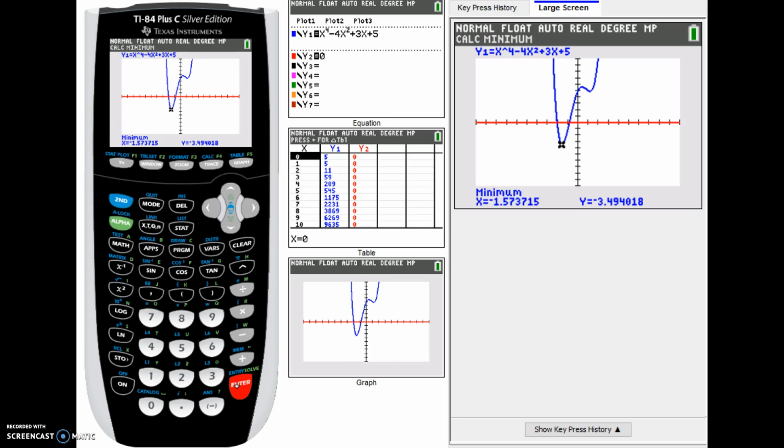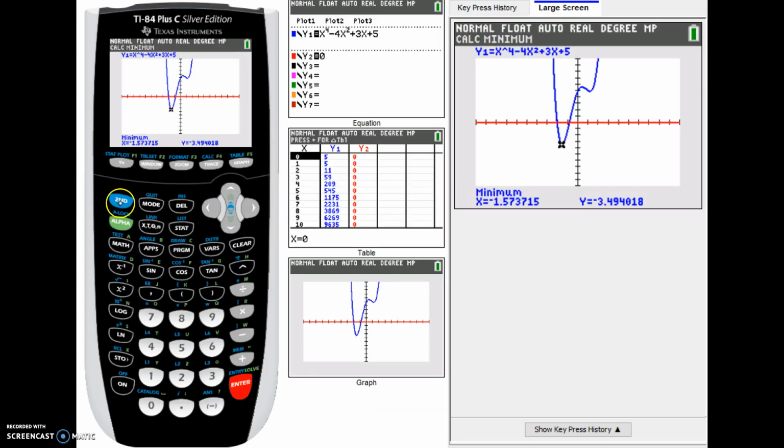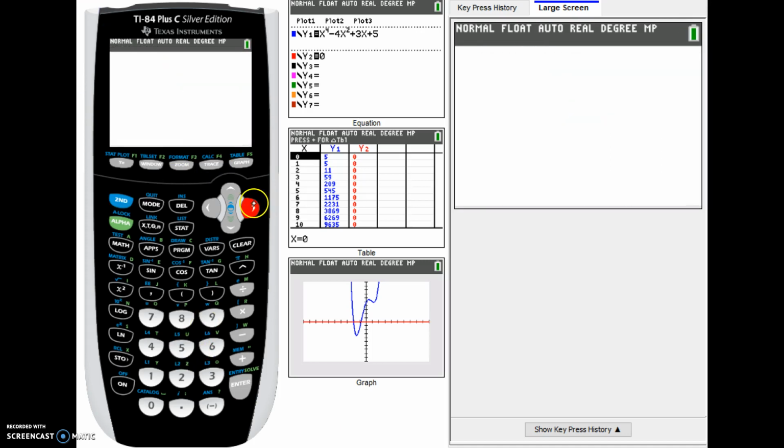So it's important you pick a point on the left and a point on the right. And then same thing as we did before, we're going to record that answer, but in the correct spot. So that's our actual minimum. We'll just round that to 2 decimal places. Negative 1.57, comma, negative 3.49. Okay, our third point is a 0 again. So we're going to do second trace intersect, number 5.